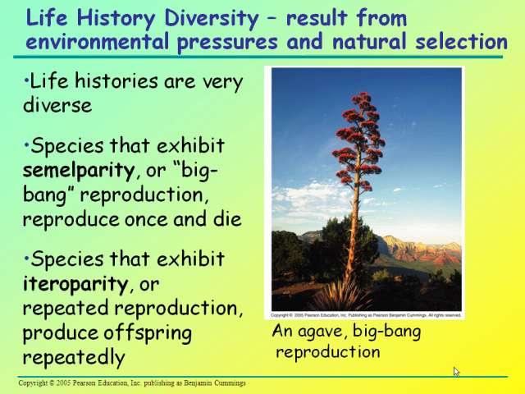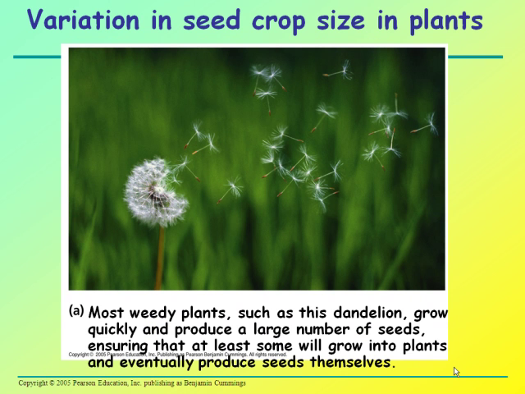In contrast, with repeated reproduction or iteroparity, some lizards produce a few large eggs during their second year of life and then reproduce annually for several years.